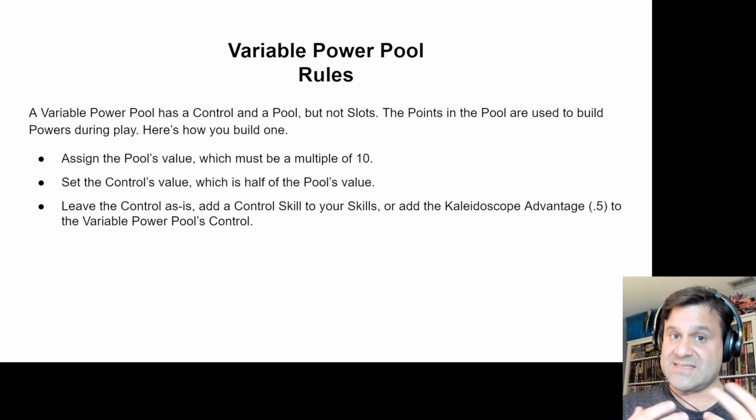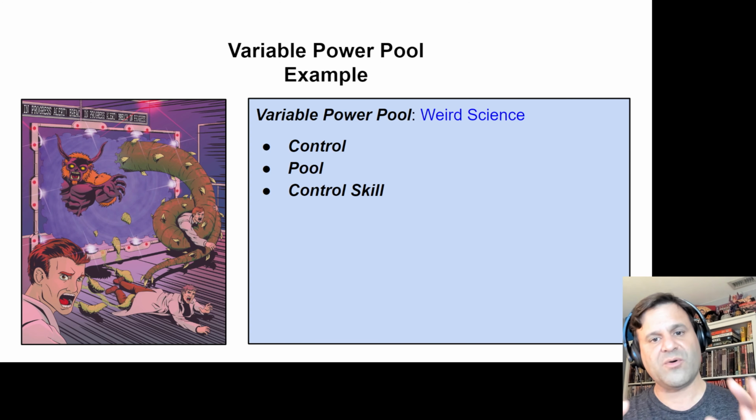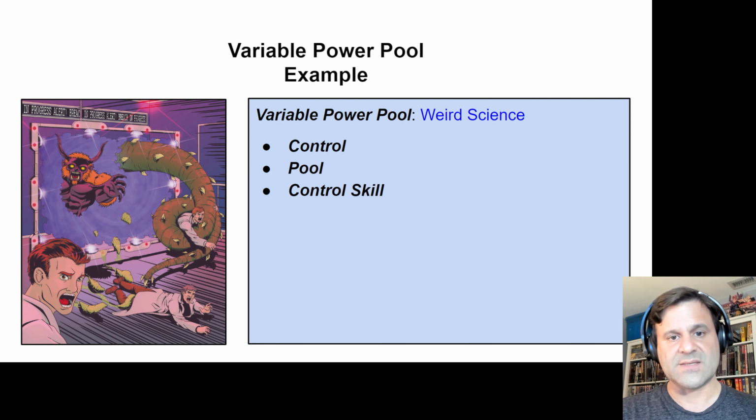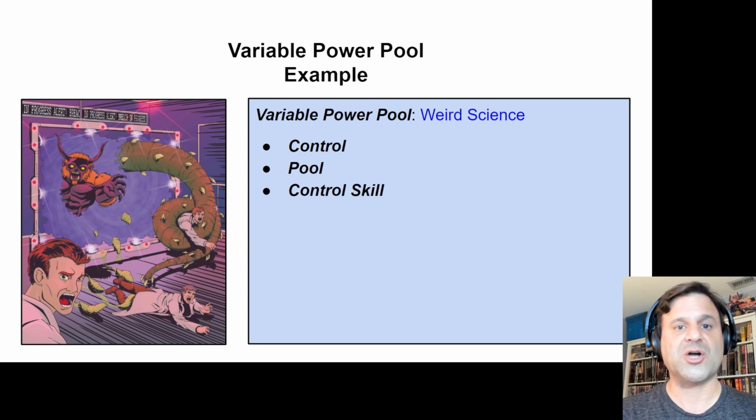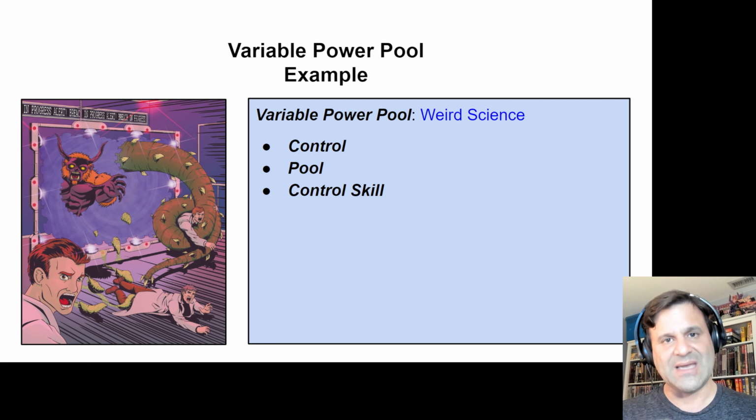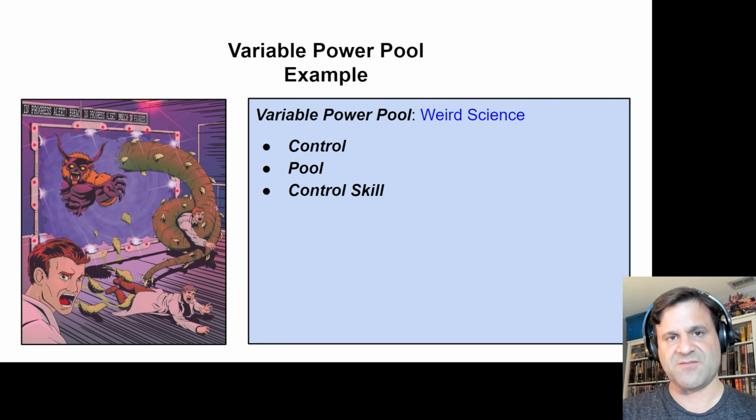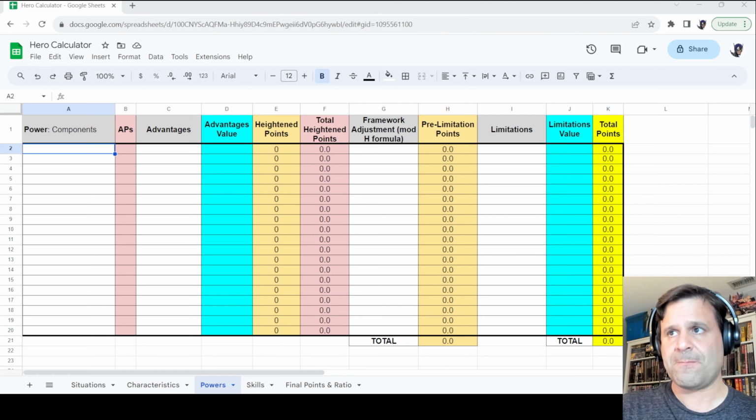So let's take a look at the example that we're going to use to demonstrate how to work with variable power pools in the hero calculator. We're going to build a weird science variable power pool. It's going to have control, it's going to have a pool, and we're going to give the hero a control skill to be able to change it with a half phase action in the midst of play. All right. Let's take our final dive into the hero calculator to build this variable power pool.